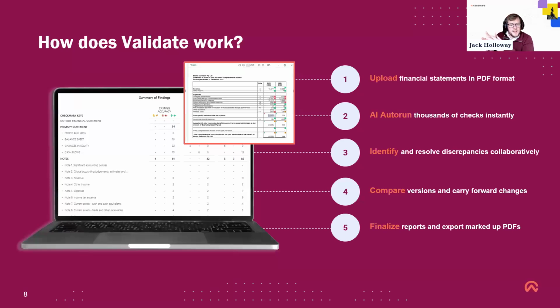You can then compare versions and carry forward changes. So anything that you do tell Validate that is correct on one set of accounts, it won't ask you again in future versions. So if I correct an issue in version one, when it comes to version two, it won't be there anymore. Okay, so it will automatically green that out if it spots the same thing.